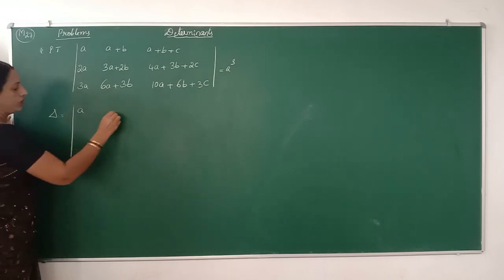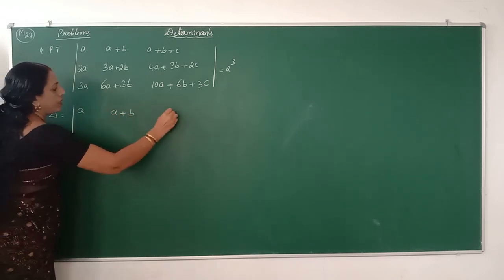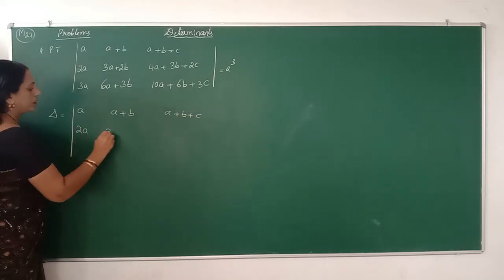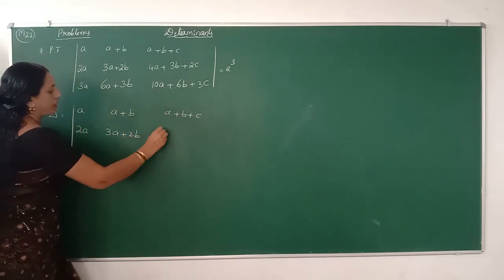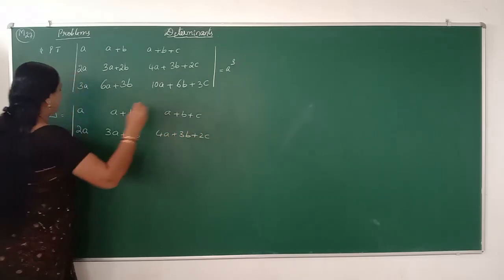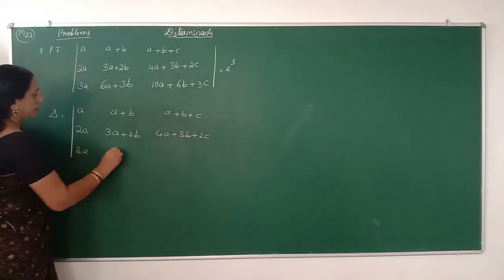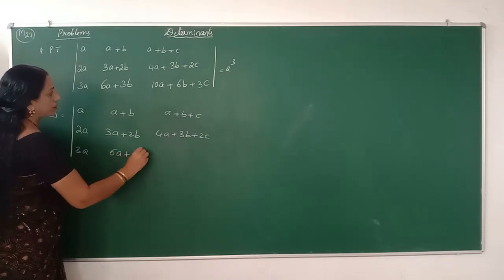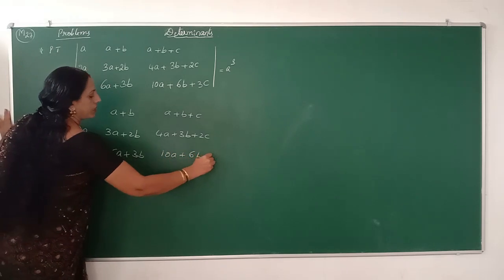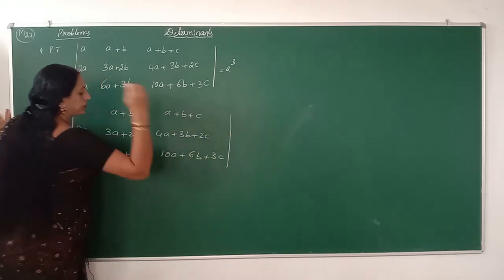Delta is equal to the determinant with rows: a+b+c, 2a, 3a+2b, 4a+3b+2c, then 3a, 6a+3b, 10a+6b+3c.